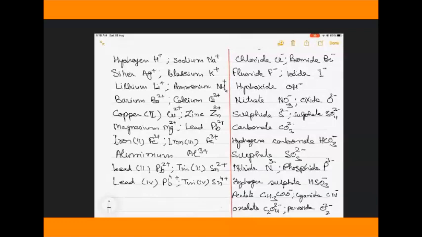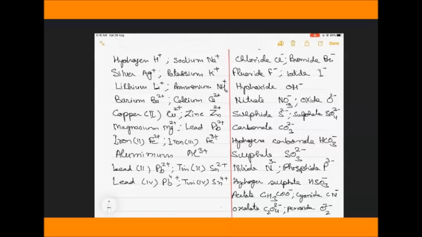So lead is again shown separately. Lead 2 Pb2+, tin 2 Sn2+, lead 4 Pb4+, and tin 4 Sn4+. So these positive charges are basically the valencies which we shall be using while we write various chemical formulae.